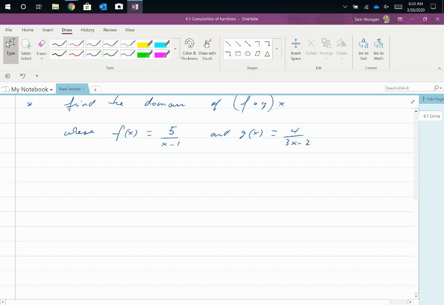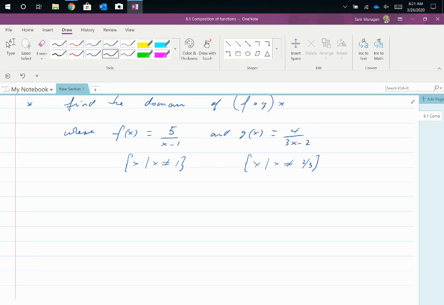So notice that first, the domain of g of x cannot include, if we set the denominator equal to 0, 2/3. And the domain of f cannot include 1. But they're strictly asking about f composed of g. So we know immediately that x equal to 2/3 cannot be in the domain.